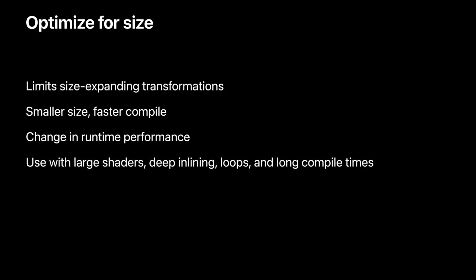Optimize for size may not improve size and compile time for all shaders. It is most likely to have benefit for large programs with deep call paths and loops, where inlining and unrolling are common. The option is worth trying whenever you encounter an unexpectedly long compile time from default optimization. The option is available whether compiling at project build time or at app runtime.